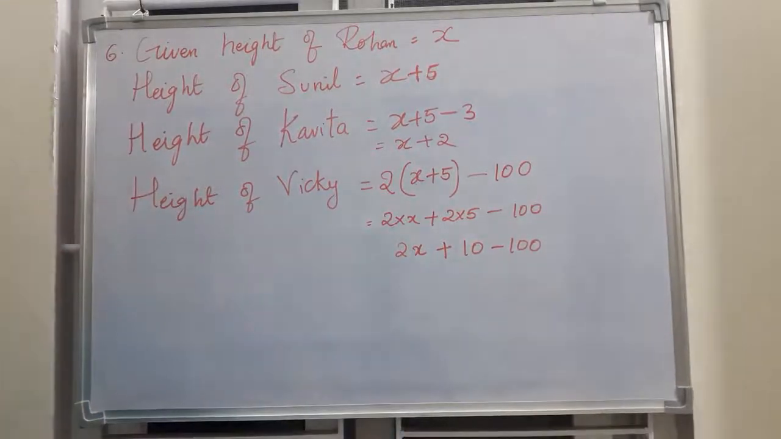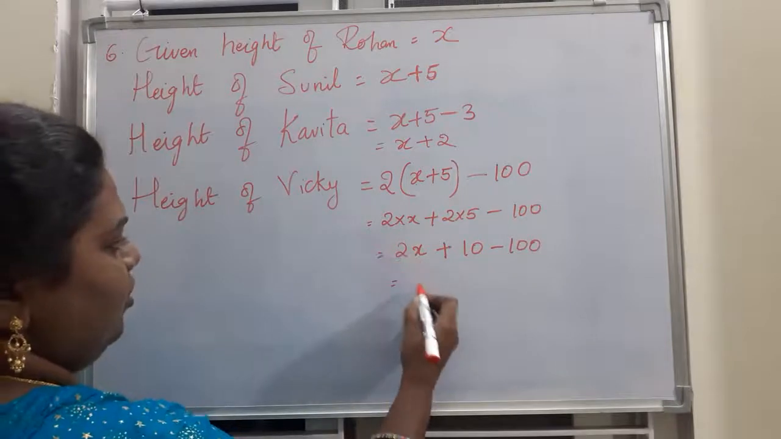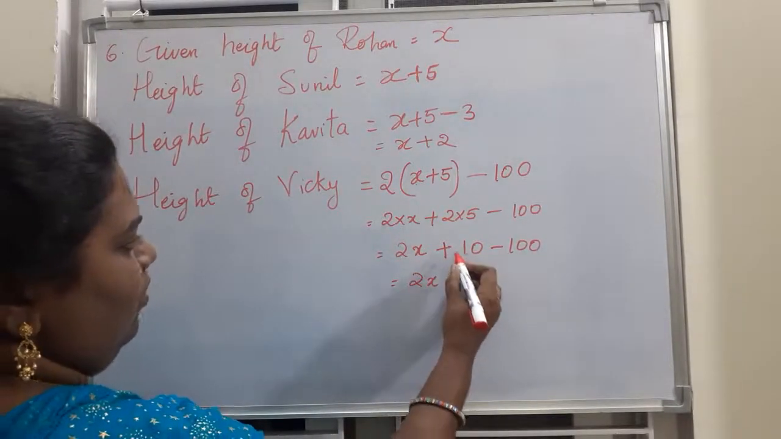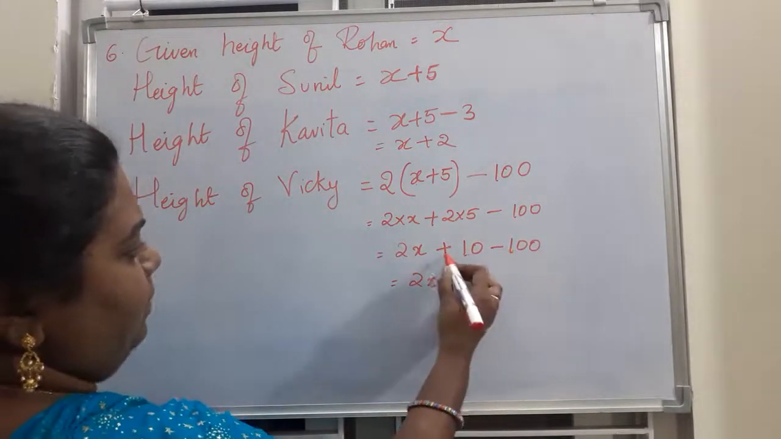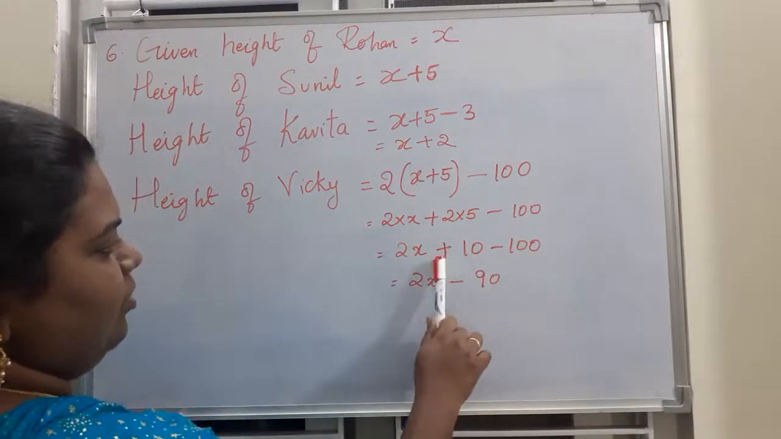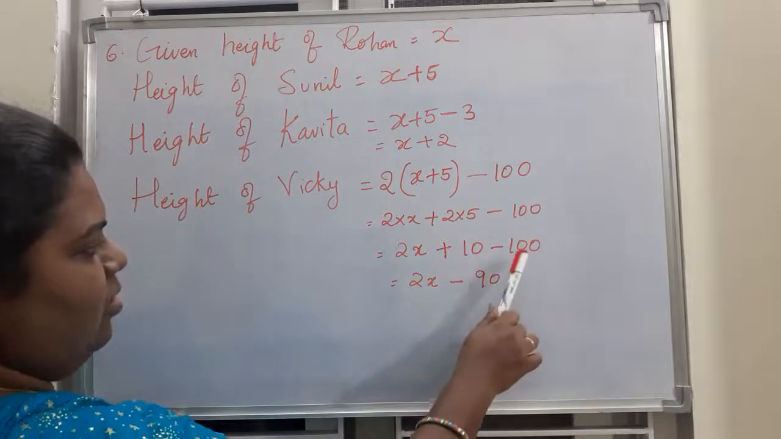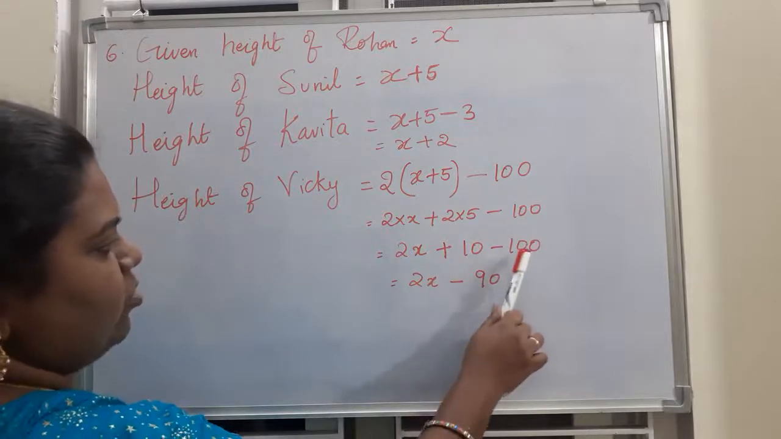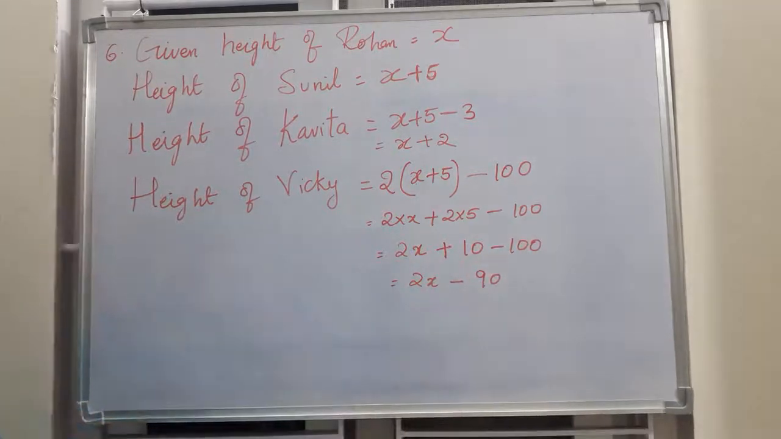And now the integers chapter. I think you have already watched all the videos. So 2x you can't solve. Plus 10 minus 100 is minus 90. One is negative, one is positive, so it is subtraction, and the bigger number's symbol is negative. So 100 minus 10 is 90.